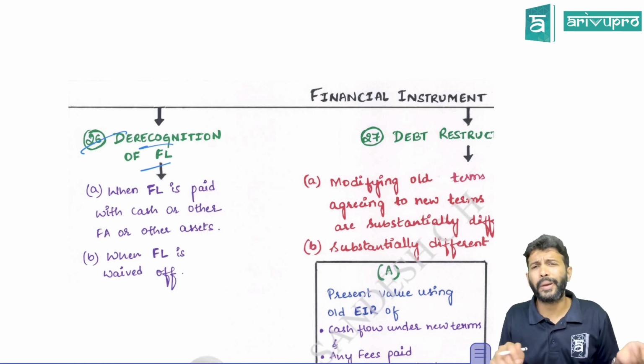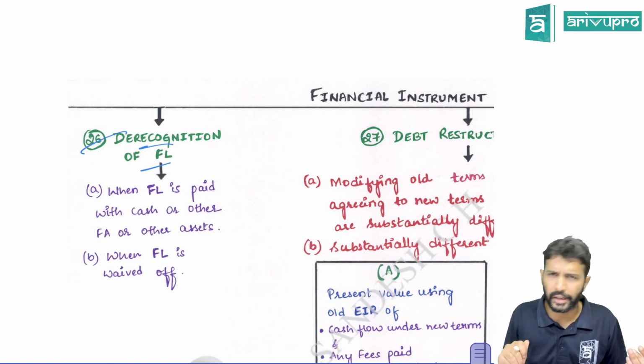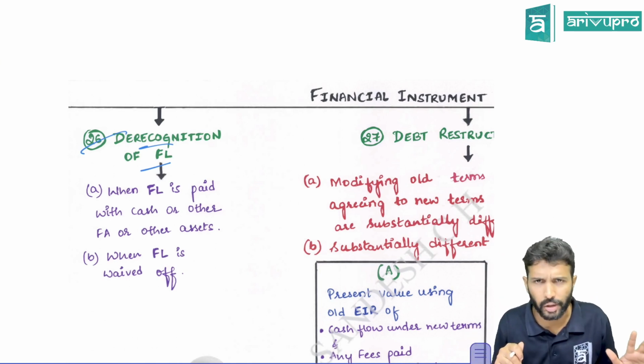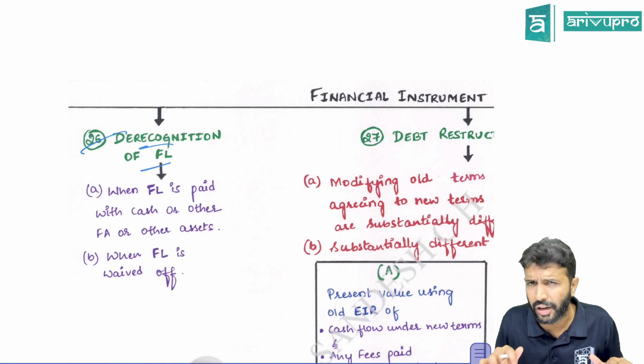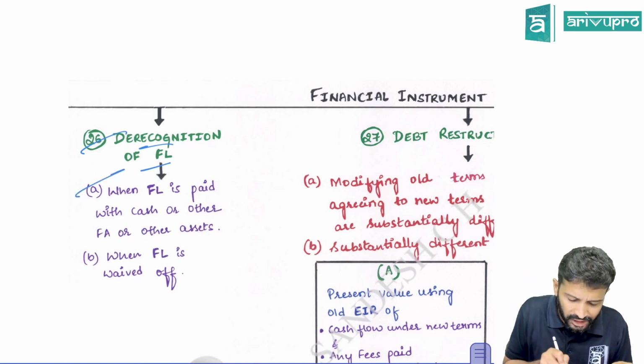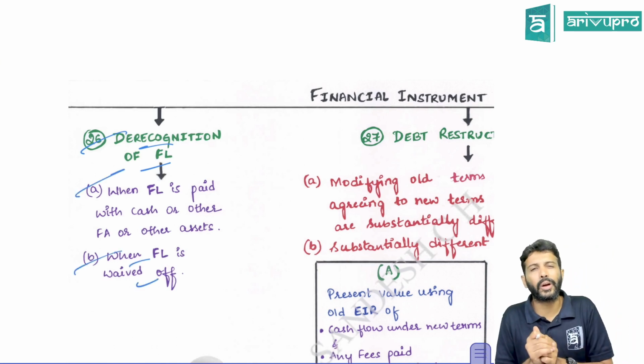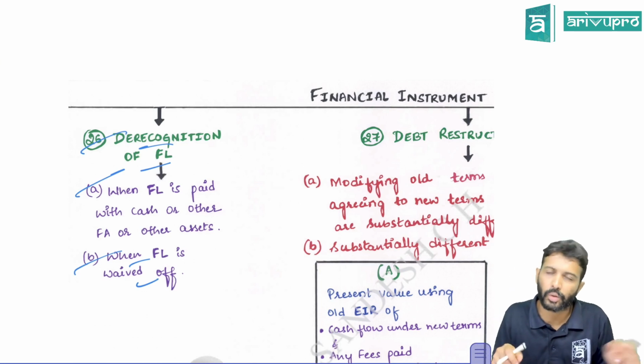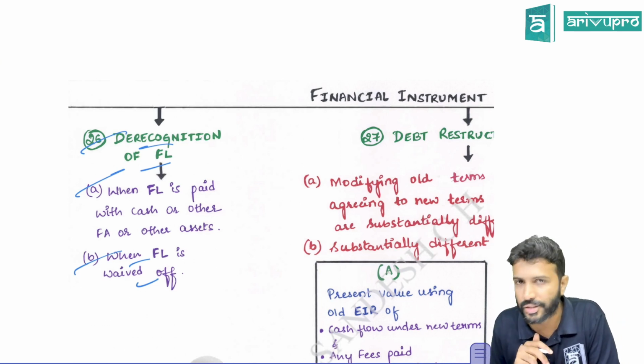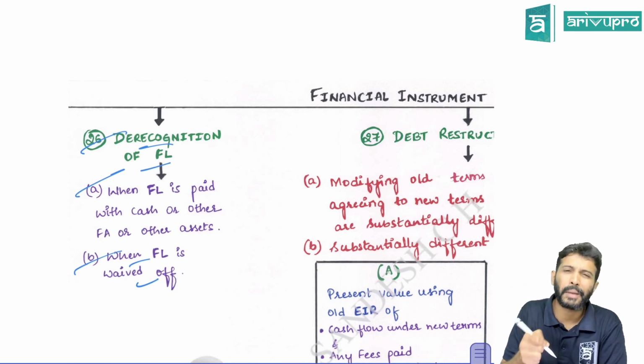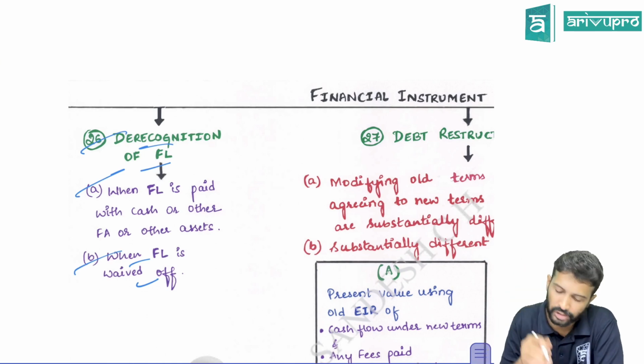If that obligation to pay is satisfied, if you already paid cash to your creditor, or if you're giving some other financial asset to your creditor, that means that obligation is settled. If the obligation is settled or waived off, meaning the creditor told you he doesn't want the money, or he gave some discount, in those cases you can derecognize the financial liability. So if there is any balancing figure on this transaction, that goes off to SPL.